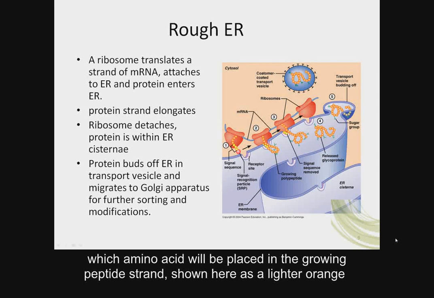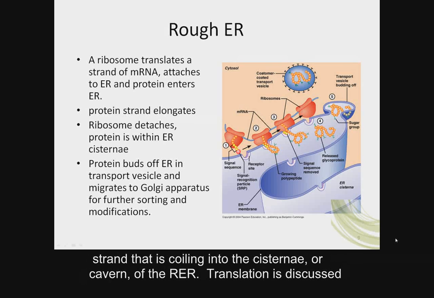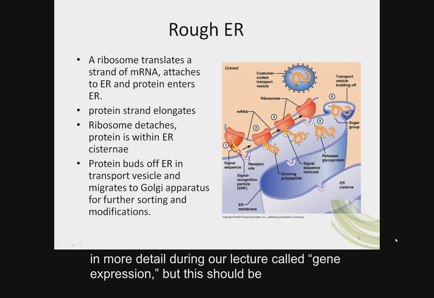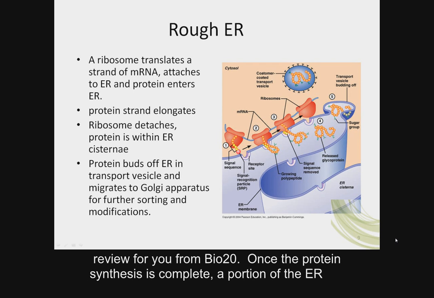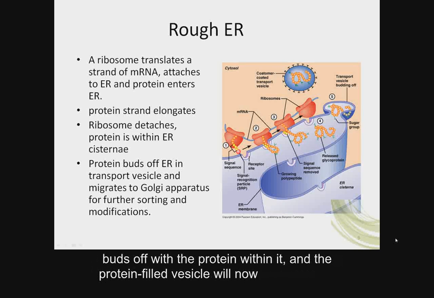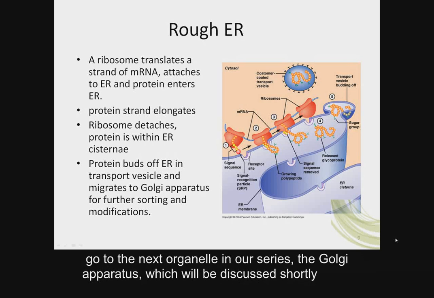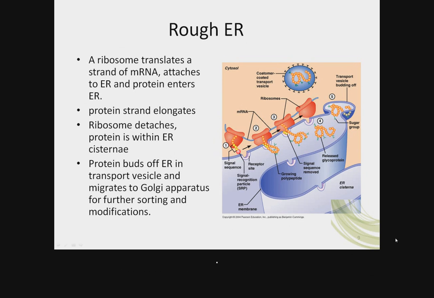The sequence of the nucleotides within the codon determines which amino acid will be placed in the growing peptide strand, shown here as a lighter orange strand that is coiling into the cisternae, or cavern, of the rough ER. Translation is discussed in more detail during our lecture called Gene Expression, but this should be review for you from Bio 20. Once the protein synthesis is complete, a portion of the ER buds off with the protein within it, and the protein-filled vesicle will now go to the next organelle in our series, the Golgi Apparatus, which will be discussed shortly.